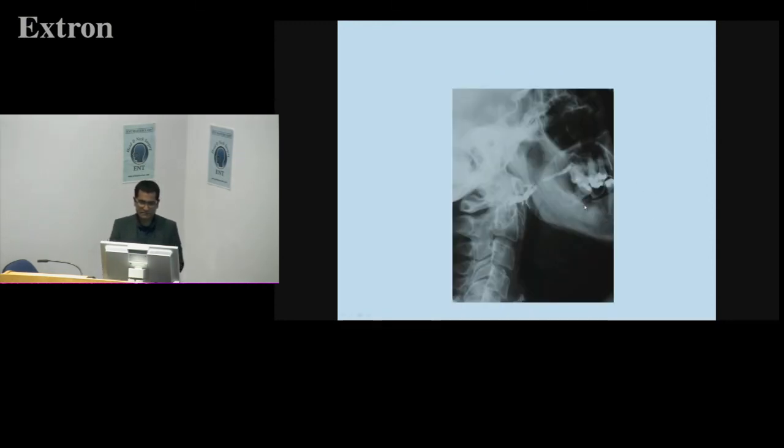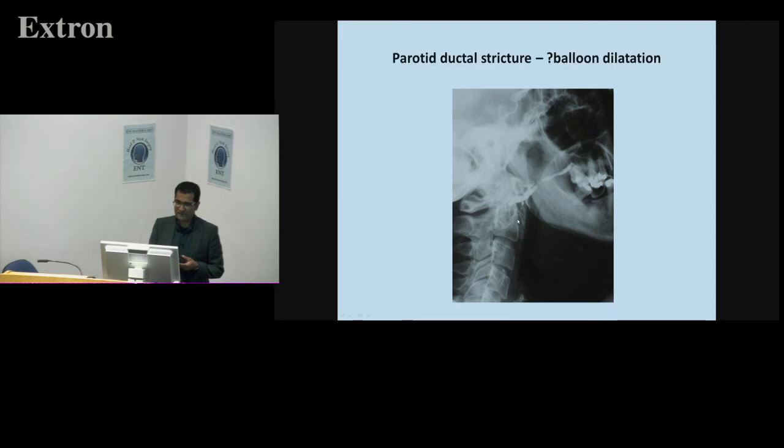This is a stricture. So this is now the parotid duct, and you can see there's a little stricture here, and you've got intraglandular ductal dilatation that you can see there. So this would be ideal for a balloon dilatation, and then it works well.